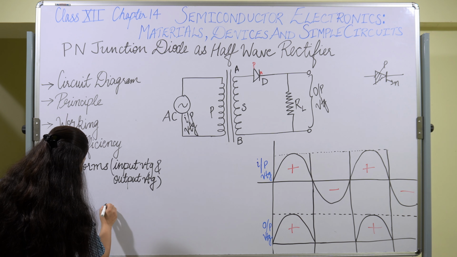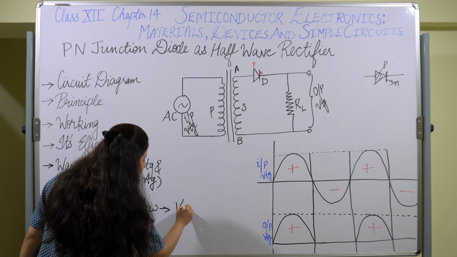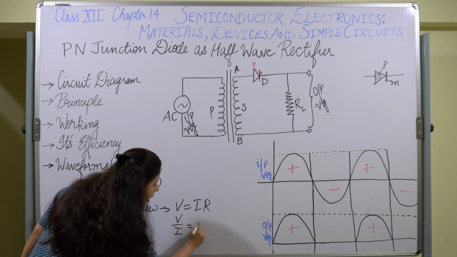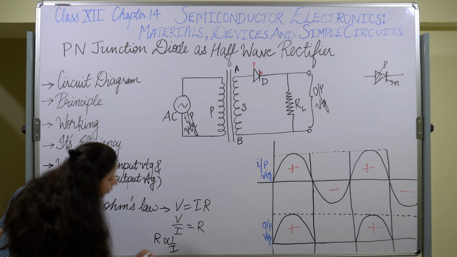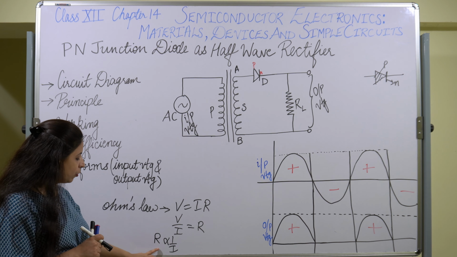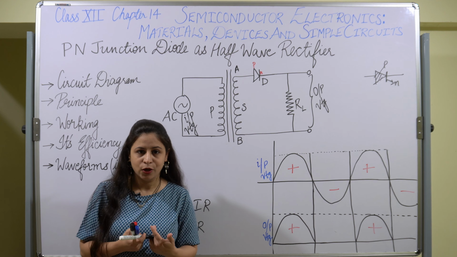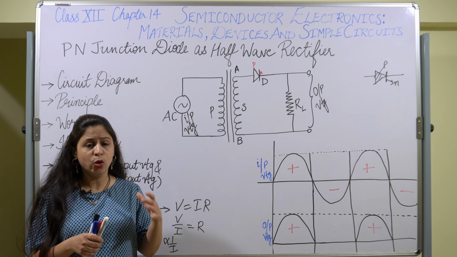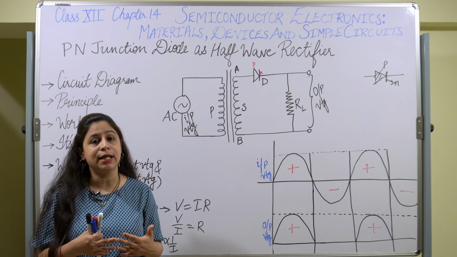We already know from Ohm's law, V is equal to IR. So V upon I is equal to R, or I can say R is inversely proportional to I. When my diode is providing a low resistive path, it allows high current to flow, when it is forward biased. And when my diode is providing a high resistive path, it is not allowing any current to pass through it. That is the case of reverse bias.